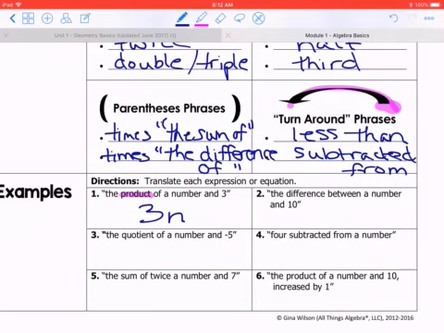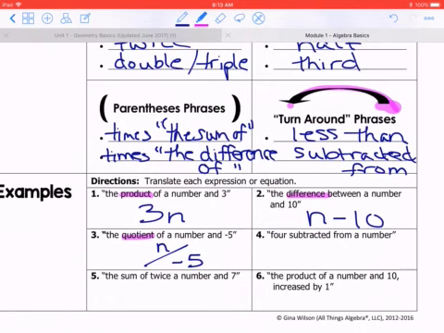Number 2, key phrase, it says the difference. That lets me know that I am subtracting between a number and 10. Now this one we go in the order that it is written. So a number and 10, so n minus 10, because it's the difference. Quotient, that's telling me a division problem. I'm going to go in the exact order that it is written. So it's the quotient of a number, so that's going to be my numerator, or the top one, divided by -5, because it's a number and -5. So you always list it in the order that it is written.